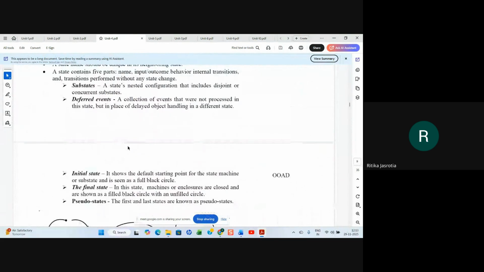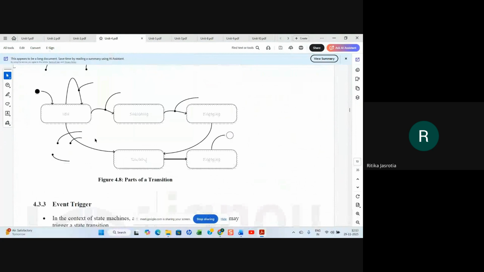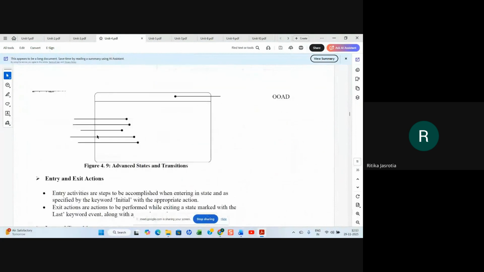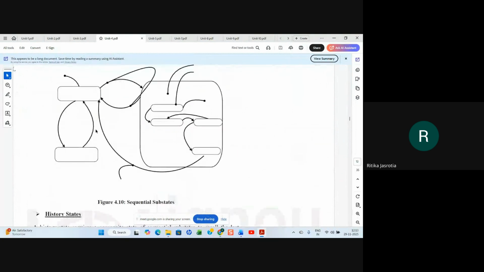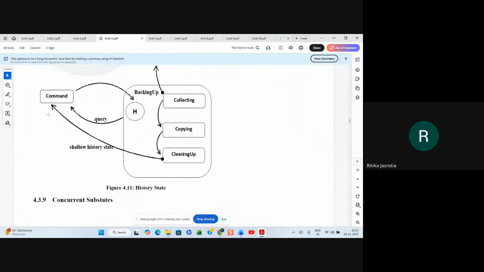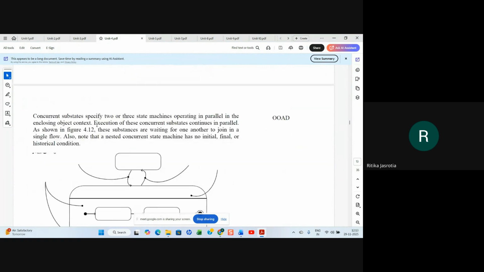So the different components are state, transition, right? Then you can also have substates. So just an example. So you have a state. One is command. Then you are getting into a history substate, where you have collecting, copying, and cleaning. And other states are there. So these are your transitions which are happening. This is how you are showing, right?